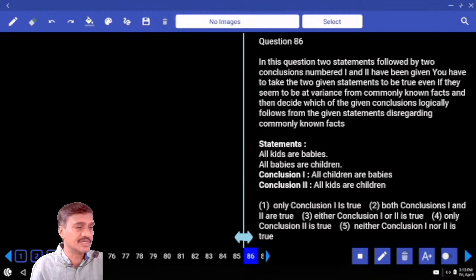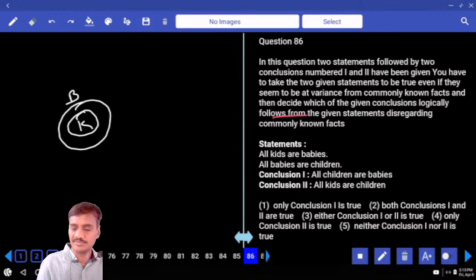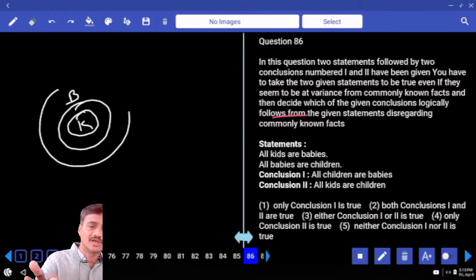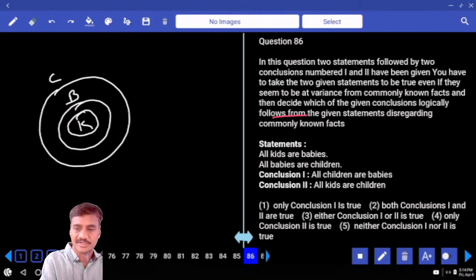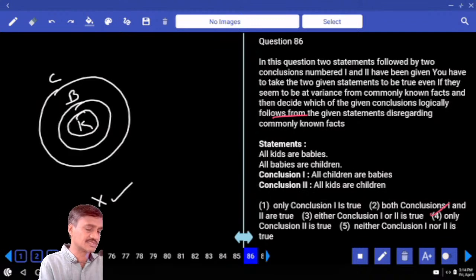Then 86. 86 onwards, it is based on syllogisms. Now in the syllogisms, logically follows. All kids are babies. How to represent this one? These are the kids that are babies. And all babies are children. All kids are babies, all babies are children. And all children are babies. True or false? All children are babies is false. And all kids are children, definitely true. And so only 2 follows. And the second one, that is true, it is an affirmative. True forever. Choice 4, question number 86.